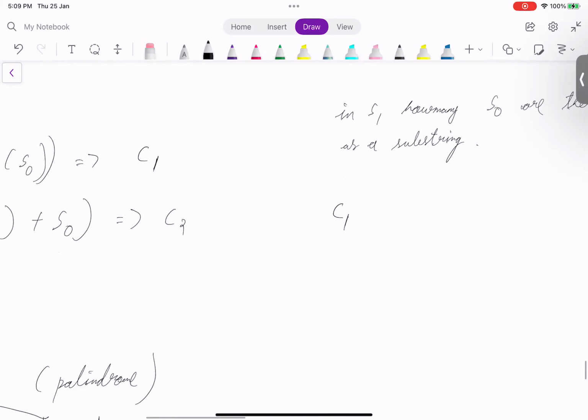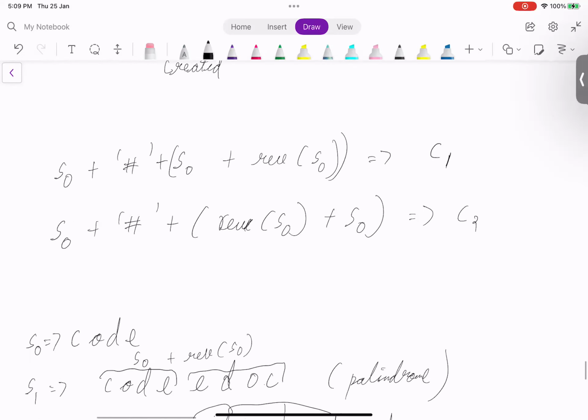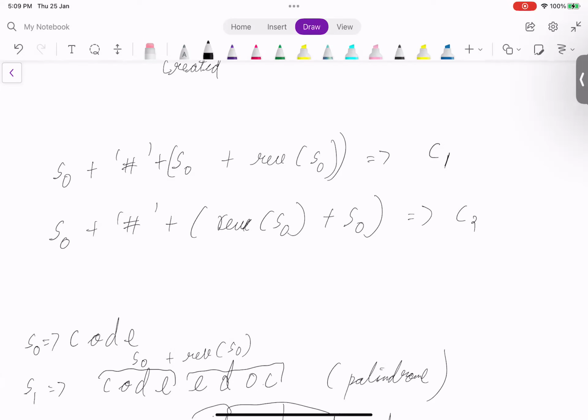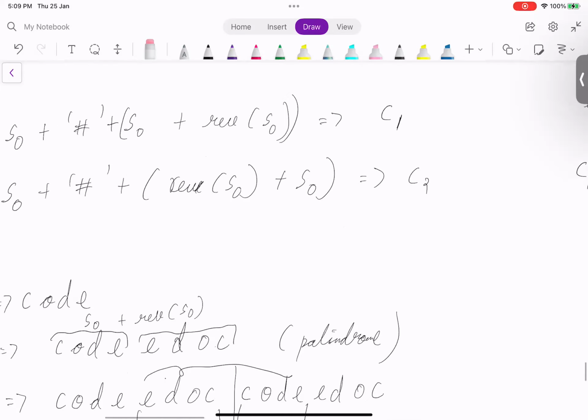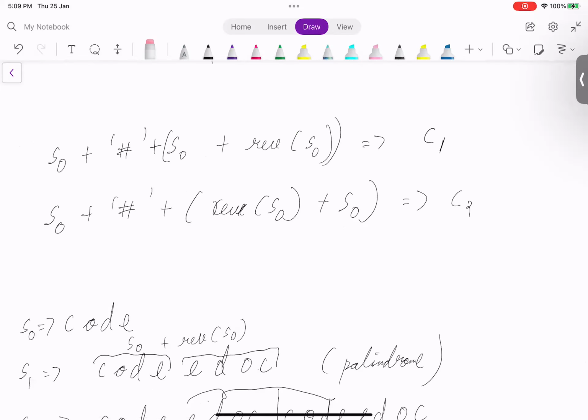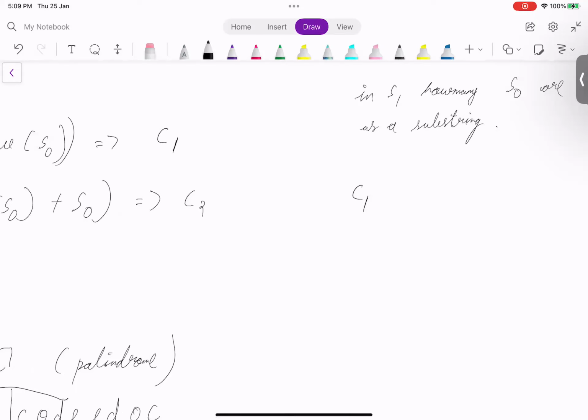Right? Now, we know that from S1 onwards, merge will happen on reverse of S0 plus S0, just like how we saw now. So now the merge value, we can pre-calculate. The merge value is C2. To calculate that, you can just take S0 plus hash plus reverse of S0 plus S0 and then use Z algorithm or KMP. The hash is a separator. So we can use a string matching algorithm to find out how many S0s are there as a substring in this string. So now we know C2 is that value.